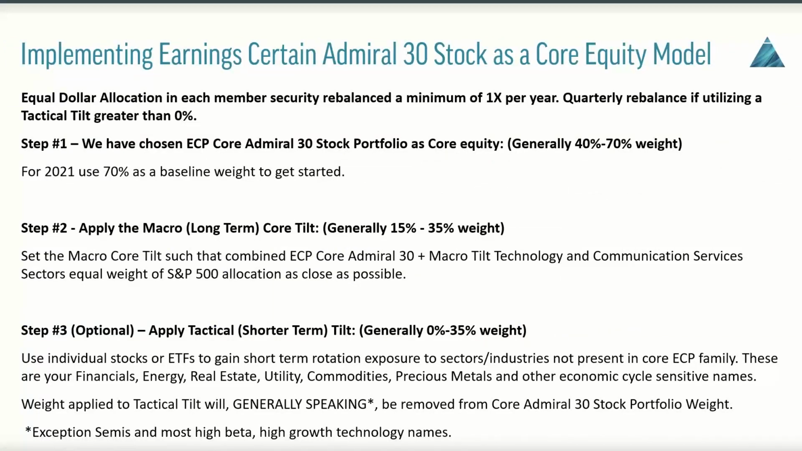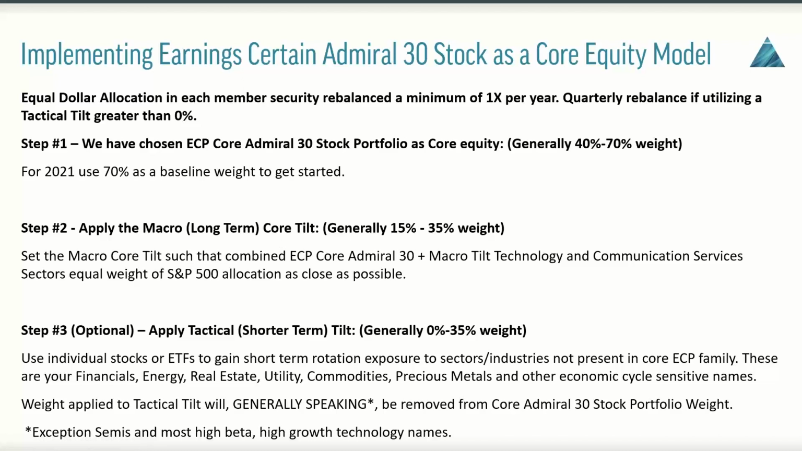When we start talking about the implementation of the Admiral 30 stock portfolio, again, I spoke of this in terms of moving in 2021 to a 70% baseline for core. And again, I did that because I've already skipped down to step 2 in the process, and that is where you apply that long-term tilt. So this is the 6 stocks that we use for our ECP macro tilt. That is what's going to bring the technology and communication services sector to equal weight of the S&P 500. I've done that, and the magic number is basically 30% here in step 2 right now.